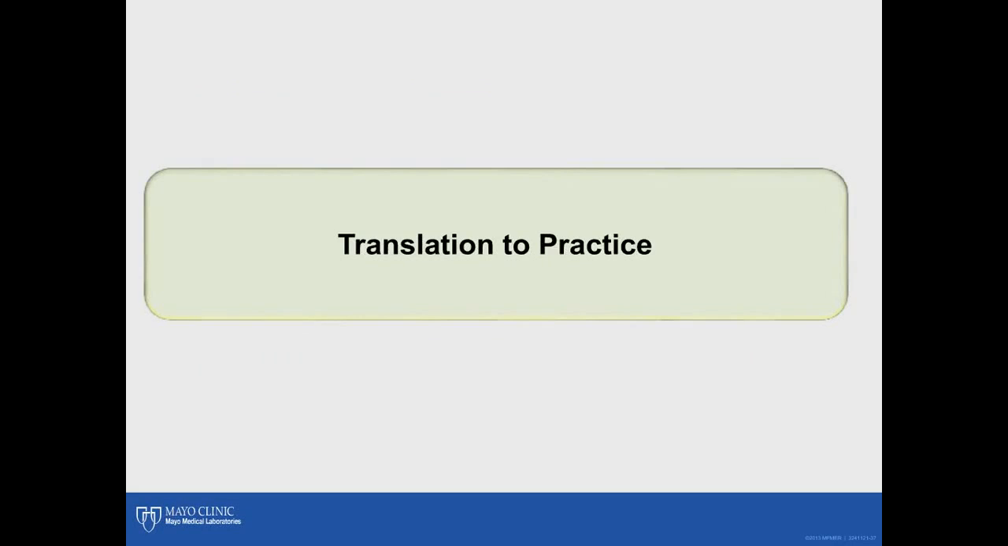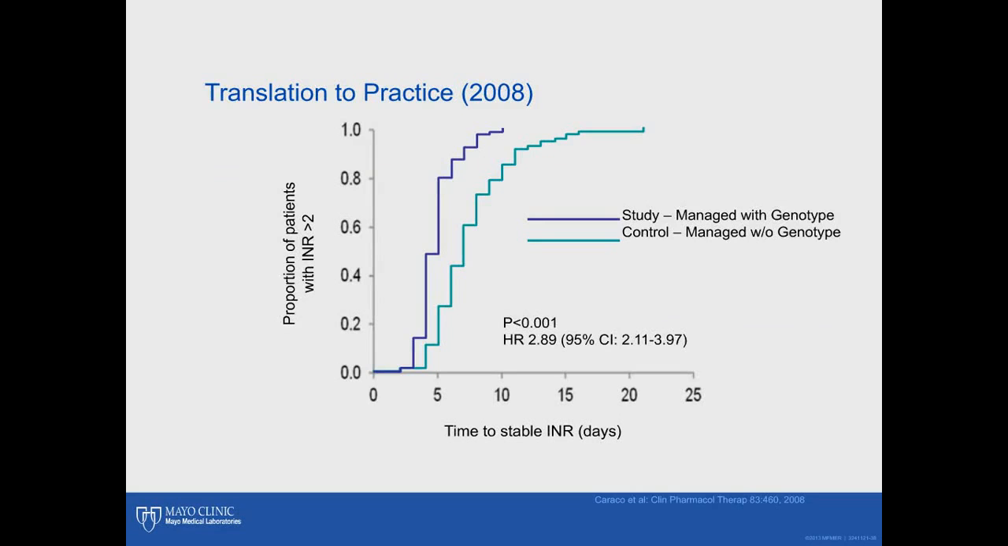Now let's translate these findings to practice. One of the early studies that started to demonstrate the value of warfarin genotyping was carried out in Israel. In this particular case, they demonstrated that when patients were managed with the genotype information, the time to steady state INR decreased by 50%. So the time to steady state INR for patients managed with genotyping occurred in 5 to 7 days, whereas those that were managed without genotyping, the average time to stable INR was in the ballpark of 10 to 15 days.